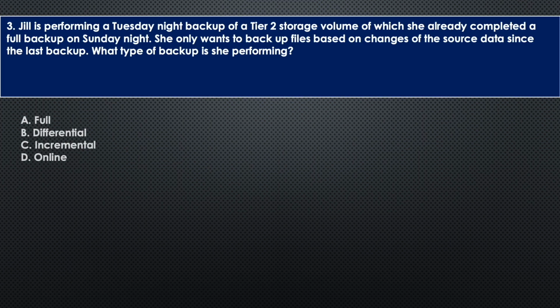3. Jill is performing a Tuesday night backup of a Tier 2 storage volume of which she already completed a full backup on Sunday night. She only wants to back up files based on changes of the source data since the last backup. What type of backup is she performing? A. Full. B. Differential. C. Incremental. D. Online. Answers. C. Incremental backups are operations based on changes of the source data since the last incremental backup was performed.